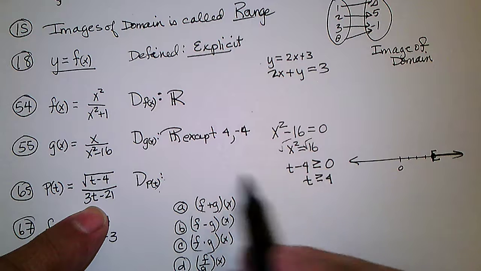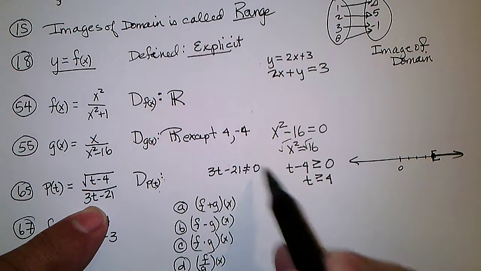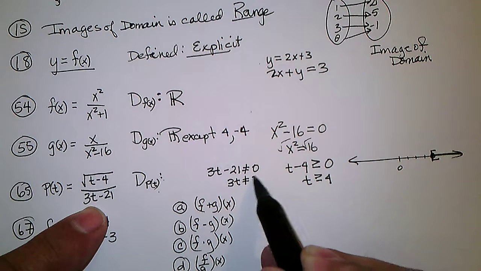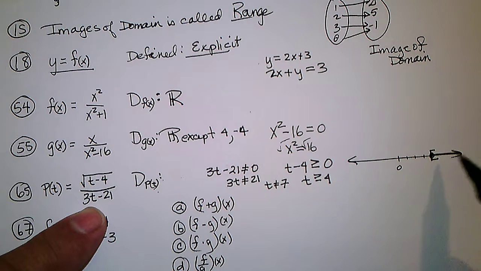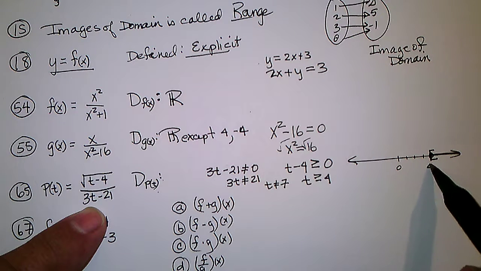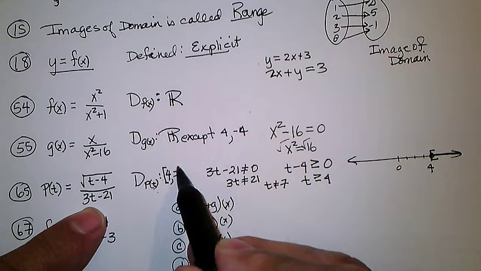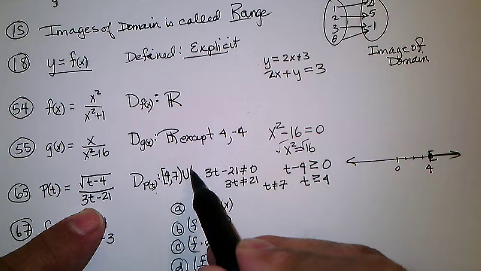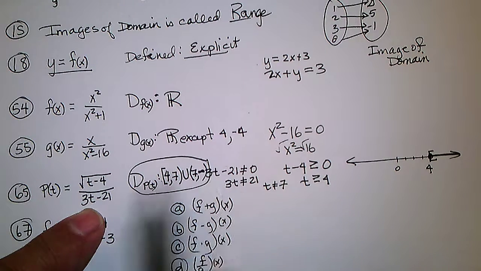Now the denominator can't be 0, so 3t minus 21 cannot equal 0. So if I add 21, that says 3t cannot equal 21. If I divide by 3 on both sides, it says t cannot equal 7. Is 7 in here? Yep, so I have to throw it out. So the domain would go from 4 up to 7, including the 4, but not the 7, union, and then from 7 on, not including 7, to infinity. So there is the domain for that.